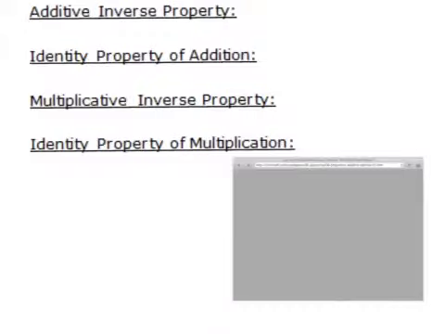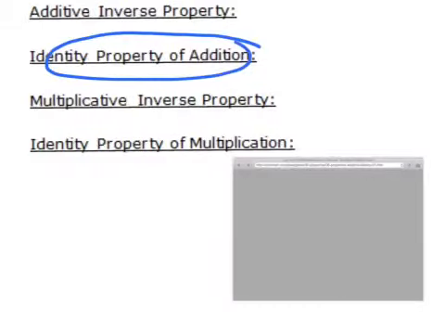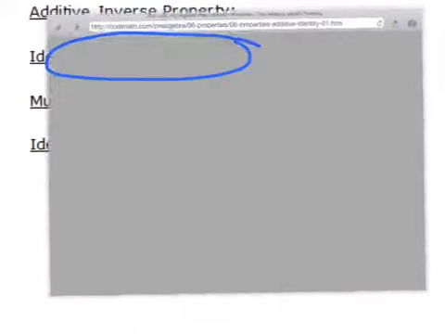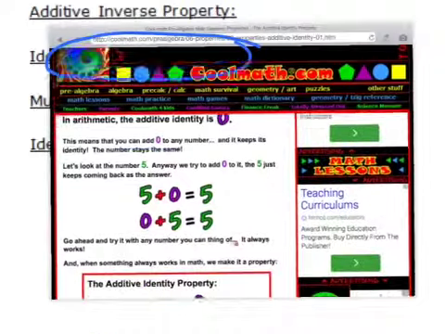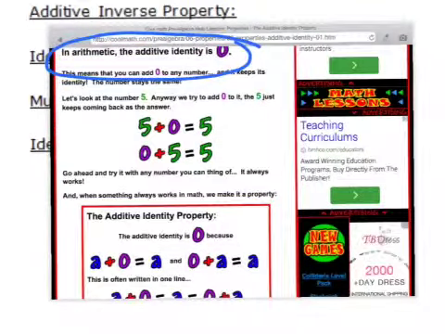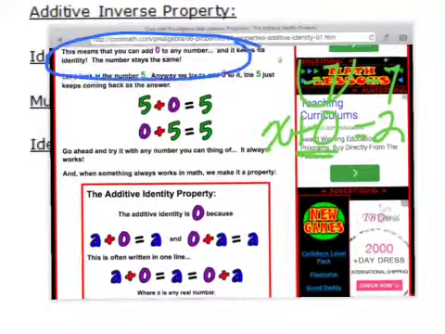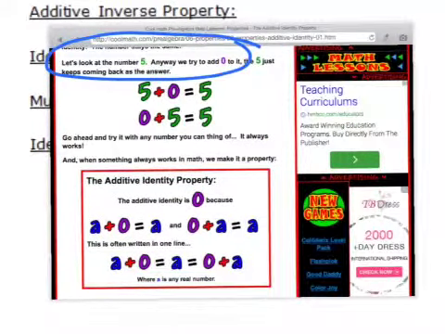Our next property is the identity property of addition, and if we look at this one, we can see that our identity property of addition takes any number, and when I add 0 to that number, it equals itself. And so there's the additive identity property. We see that in solving equations. Like, let's take the same example that we used on the last page. x plus 7 equals 9.